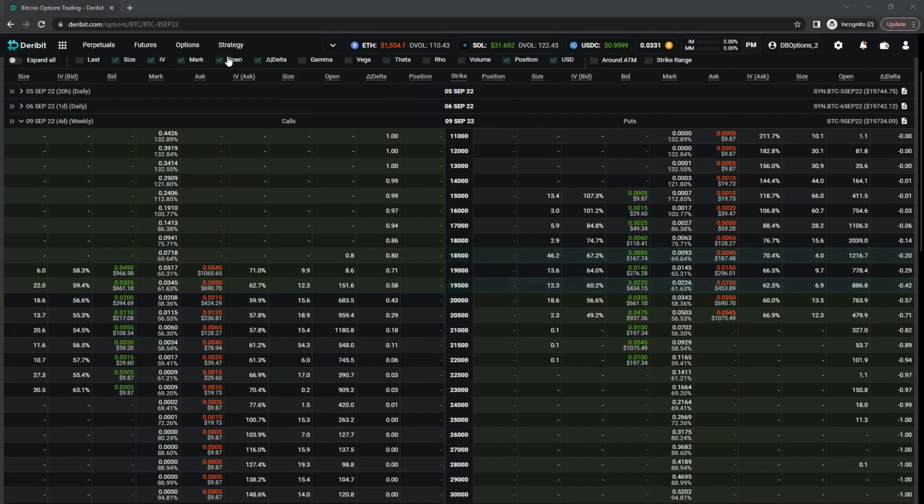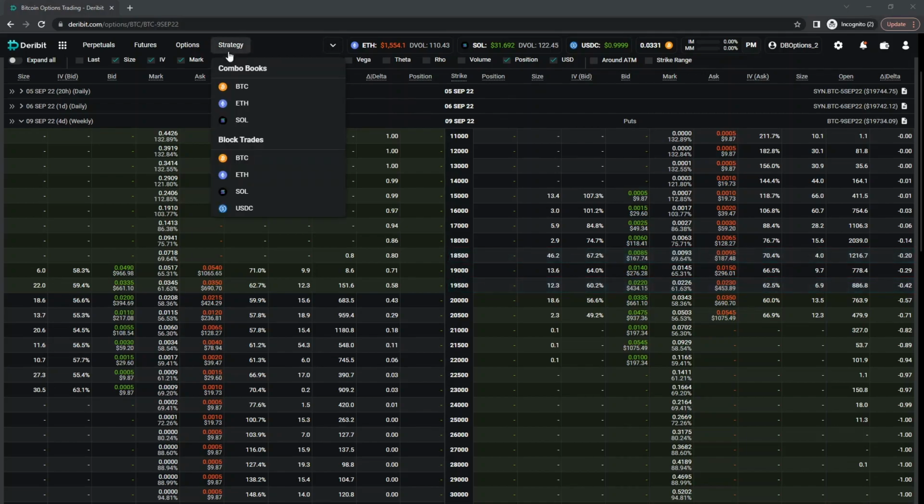We like the look of the 19,500, 18,500 bear put spread, which means we want to purchase the $19,500 strike put and sell the $18,500 strike put. For the 18,500 put, we can see a best bid of 0.0085 and a best ask of 0.0095. For the 19,500 put, we can see a best bid of 0.022 and a best ask of 0.023. The resulting bid-ask for the put spread is then 0.0125 by 0.0145.